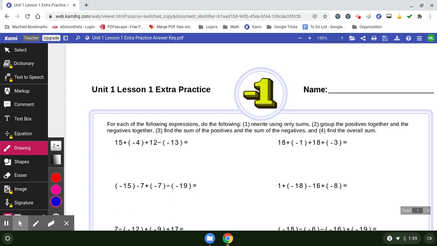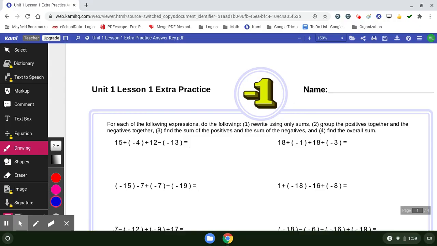Hi everybody, I'm going to show you a few examples on the Lesson 1 Extra Practice worksheet. They are just like the problems that we did in Unit 1, Lesson 1 in our workbook, but these are a few more problems to get you used to doing this.